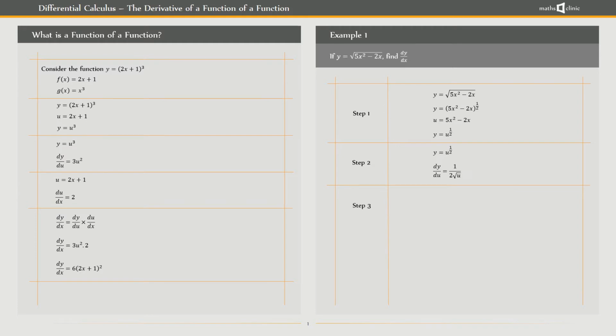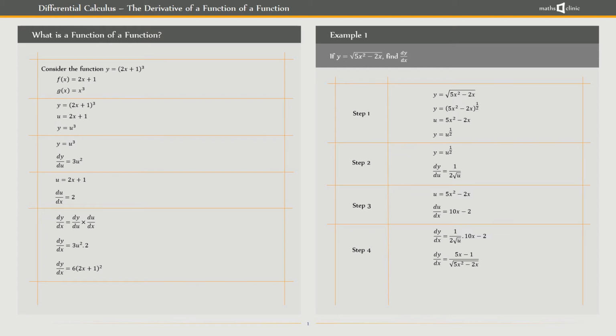Then the next thing we want to do is to work out u with respect to x. So we have that u equals 5x squared minus 2x, and we'll find du/dx as 10x minus 2. So we found dy/du, we found du/dx. What we need to do now is to multiply our two results, and we have that dy/dx is 1 over 2 root u dot 10x minus 2.